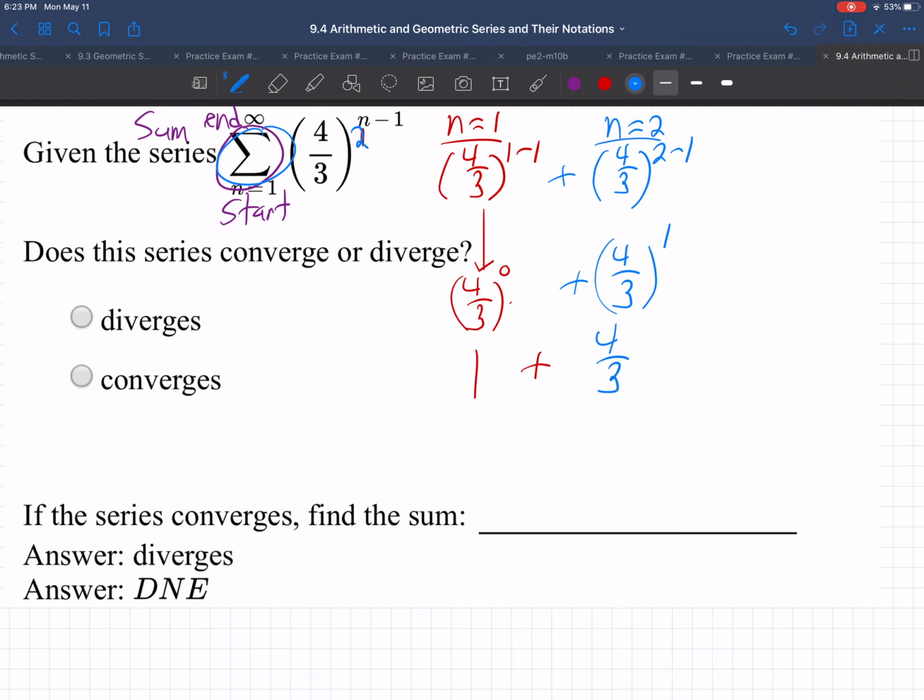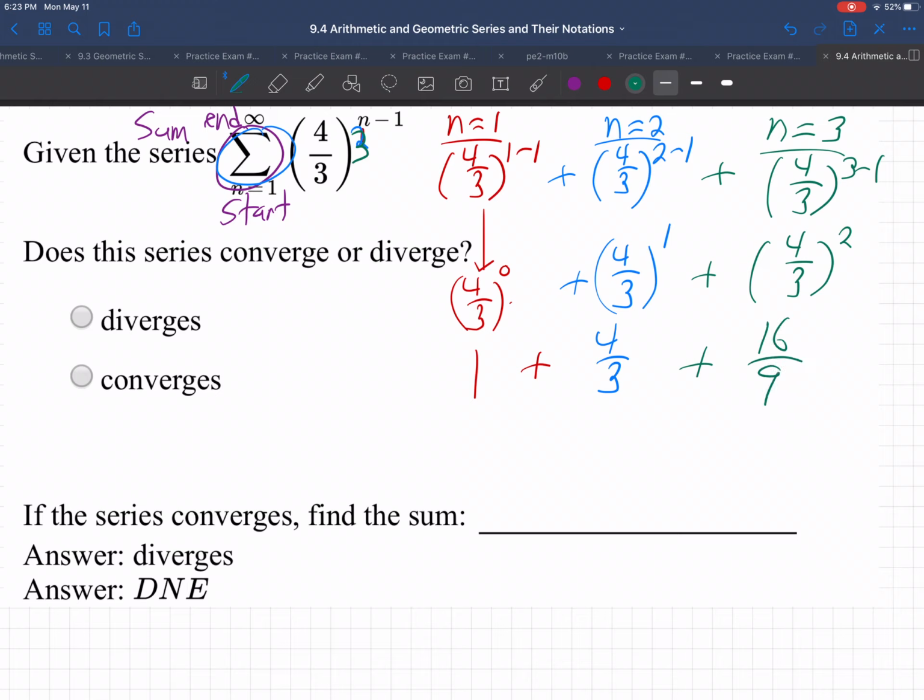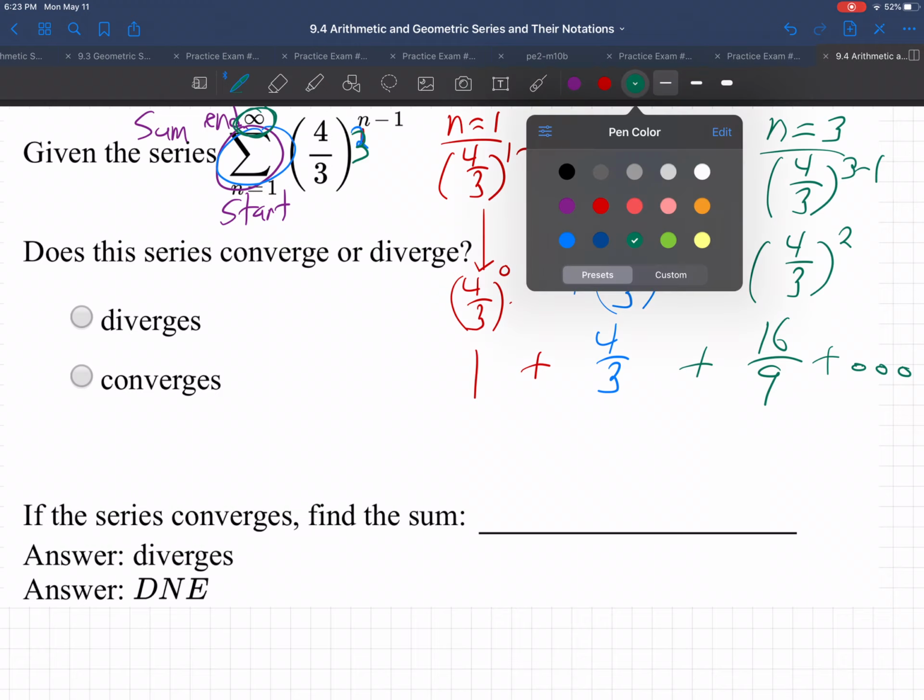Okay. Let's go to plus n equals 3. Well, that's going to be 4/3. Now we're going to plug in a 3 there to the 3 minus 1, which is 4/3 to the 2. If you square that, that's 16/9 on your calculator, plus ... This goes forever because, again, it ends at infinity. So this is an infinite series.